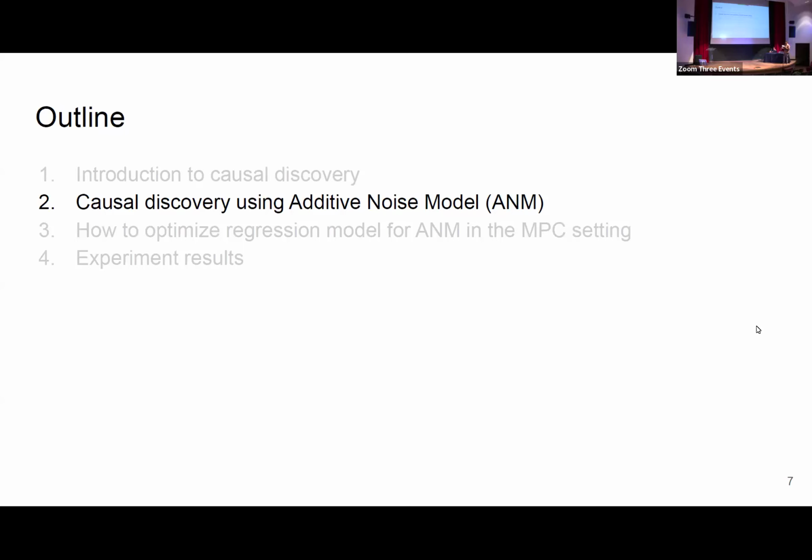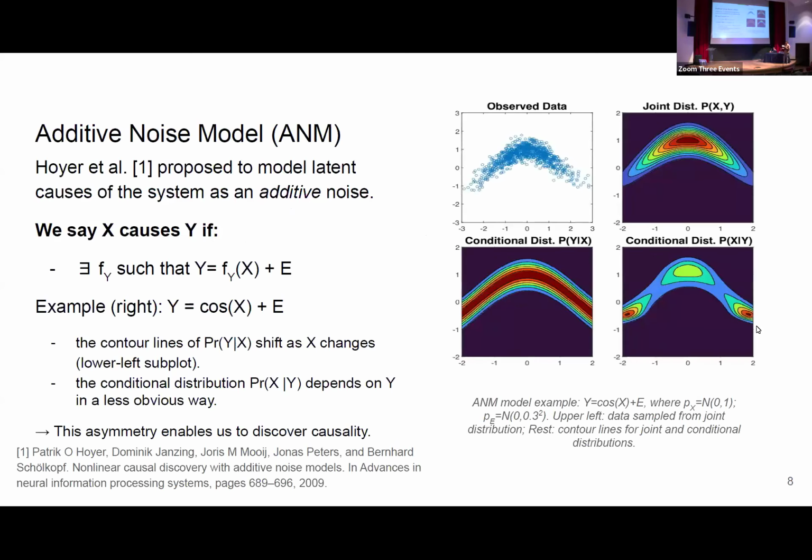In our paper, we base our work on the additive noise model, which further simplifies the structural causal model. Hoyer et al. proposed this model, saying that x causes y if we can write y as f of x plus the noise. The noise here is only one additive factor and not the parameters of the function anymore. Here's a visualization of an example, which is y equals cosine of x plus e.